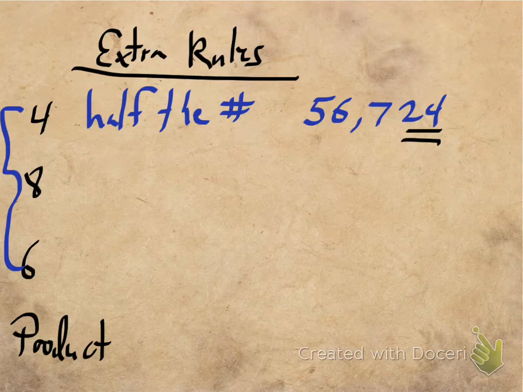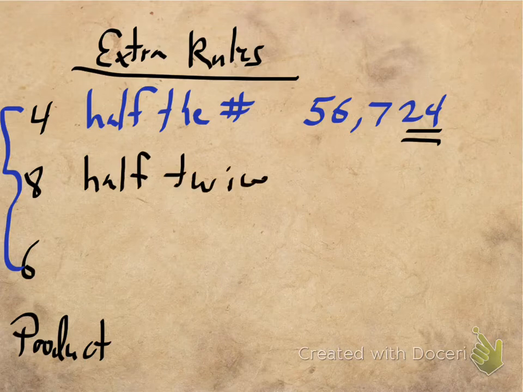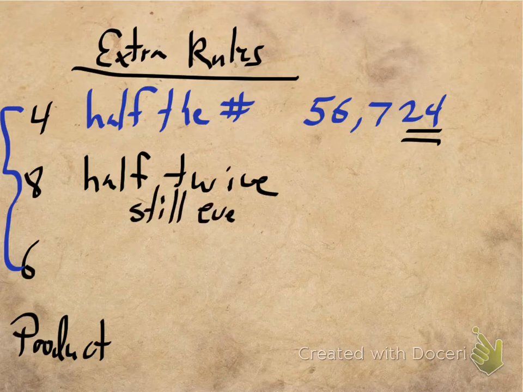Similarly, the same thing with 8, except this time you have to take half twice. Okay, so take a number like 1,000. What's half of 1,000? 500. That's 1. We took half once. So it's still even. So if we take half of 1,000, we get 500. It's still even, so that means it was divisible by 4. Now take half of 500. It gets 250. It's still even. So that means it's divisible by 8. So take half twice, and if it's still even, then it was divisible by 8.